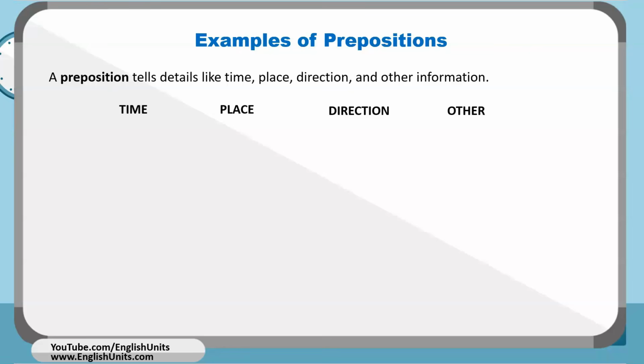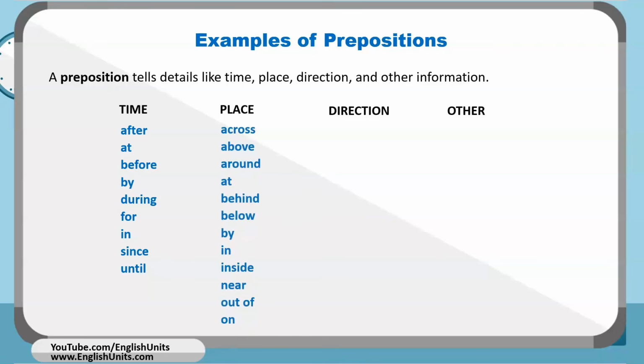A preposition tells details like time, place, direction, and other information. Prepositions that tell us time explain when something happened or will happen in a sentence. Examples of these include after, at, before, by, during, and so on. There are several others. These are just a few.